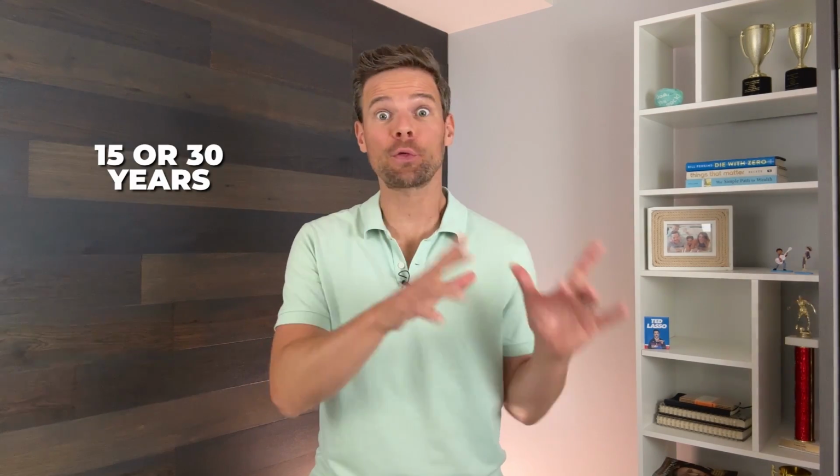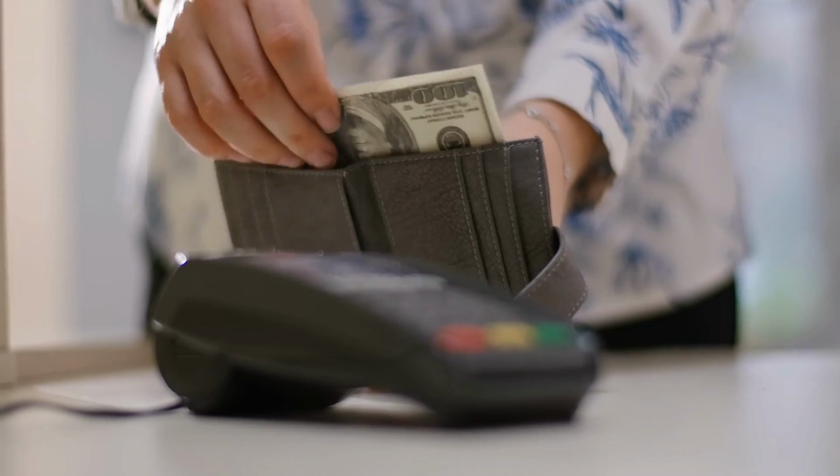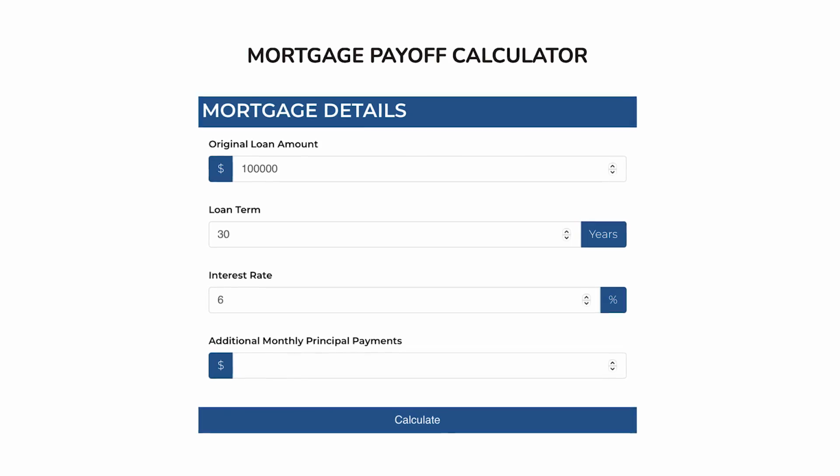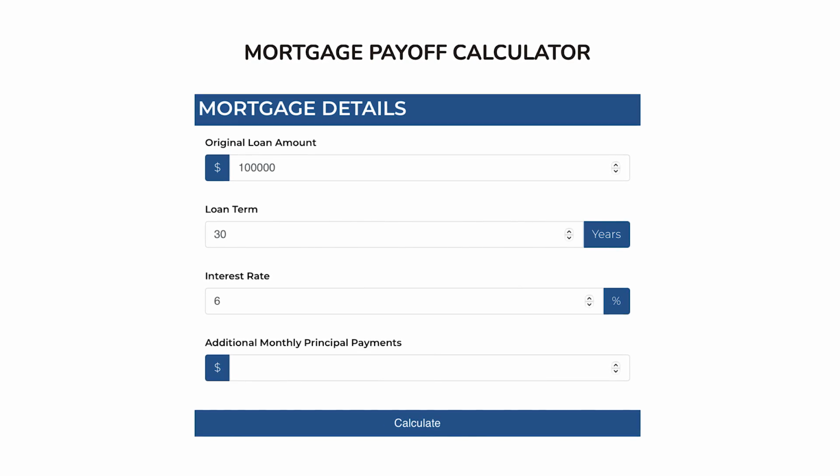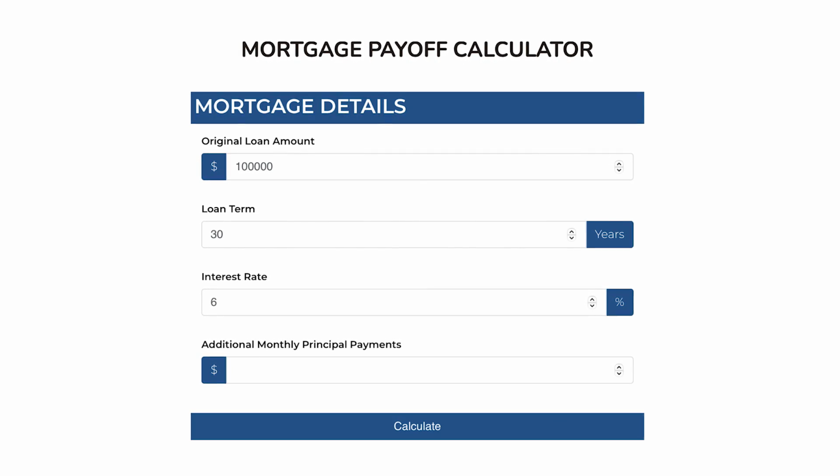What if I told you that you didn't have to wait 15 or 30 years to pay off your mortgage? Would you be willing to make some changes to your spending habits to achieve total debt freedom faster? Well, our Mortgage Payoff Calculator can help you see just what it takes to become mortgage free. In this video, I'll show you how to use this Mortgage Payoff Calculator in 5 simple steps.